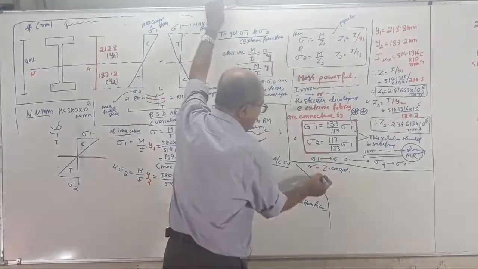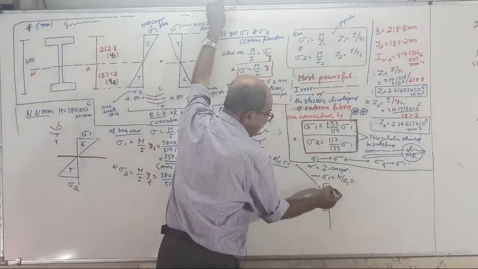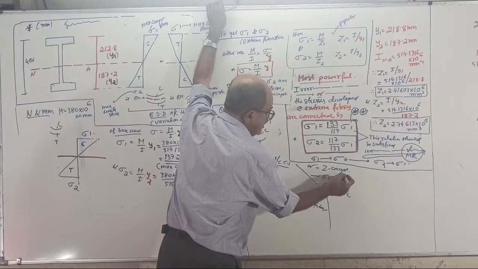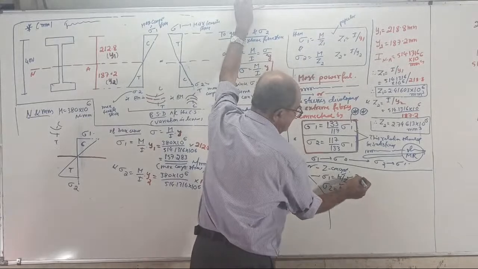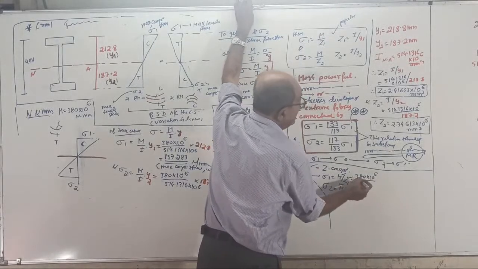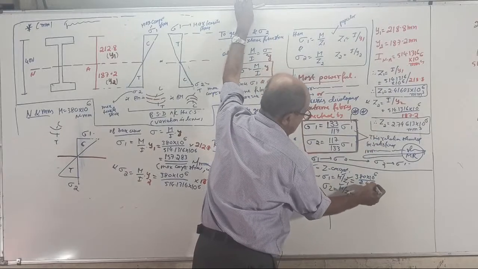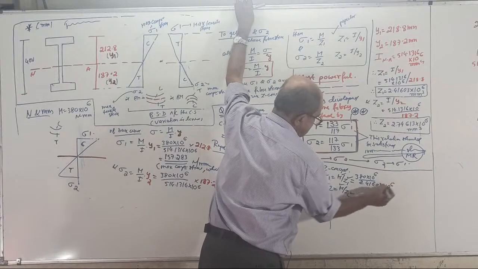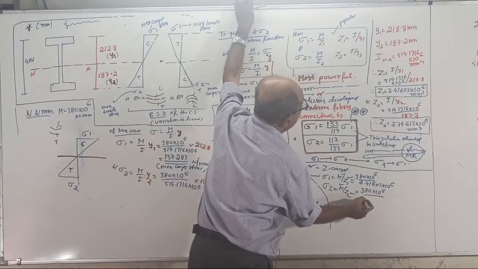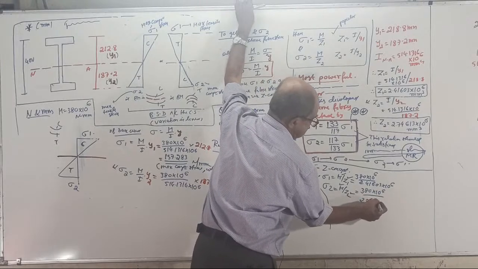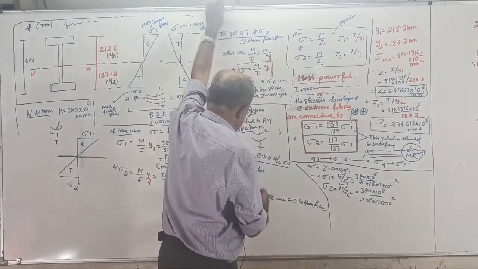Using the Z concept, directly sigma 1 equals M by z1, and sigma 2 equals M by z2. M is known, z1 is known; M is known, z2 is known. M, 380 × 10^6, divided by z1, which is 2.141603 × 10^6. And 380 × 10^6 divided by z2, which is 2.74613 × 10^6. The answer is coming the same. It has to come the same.